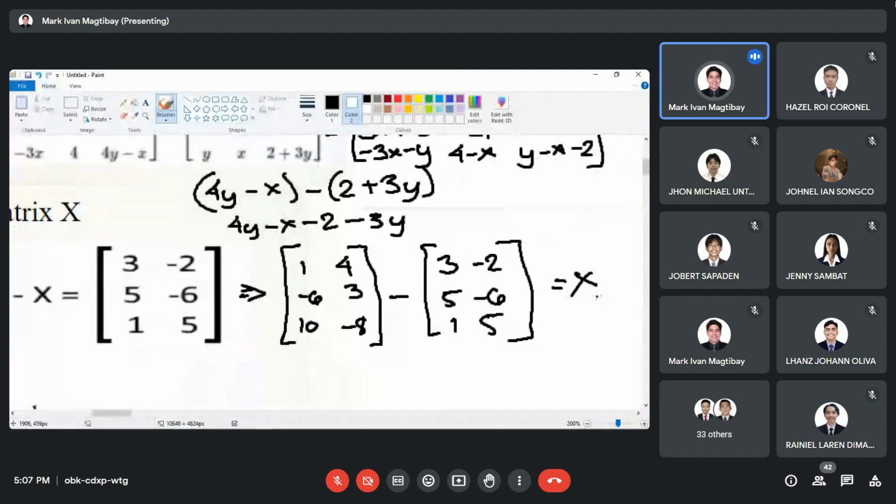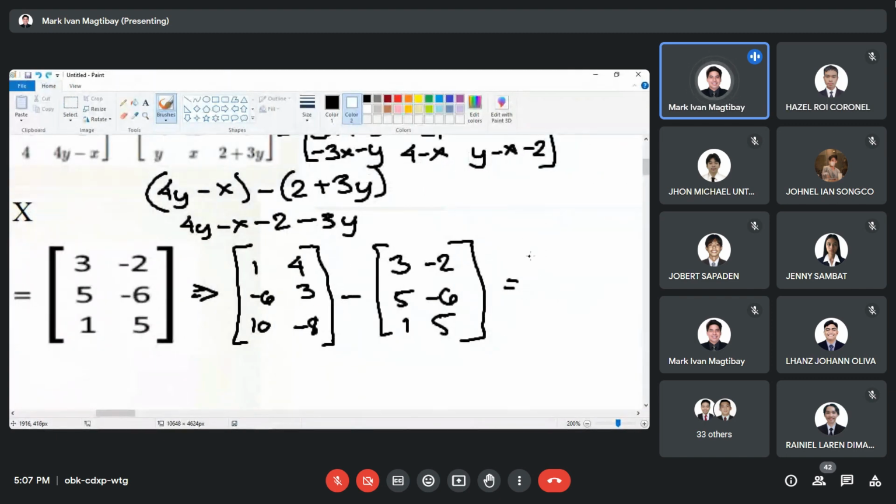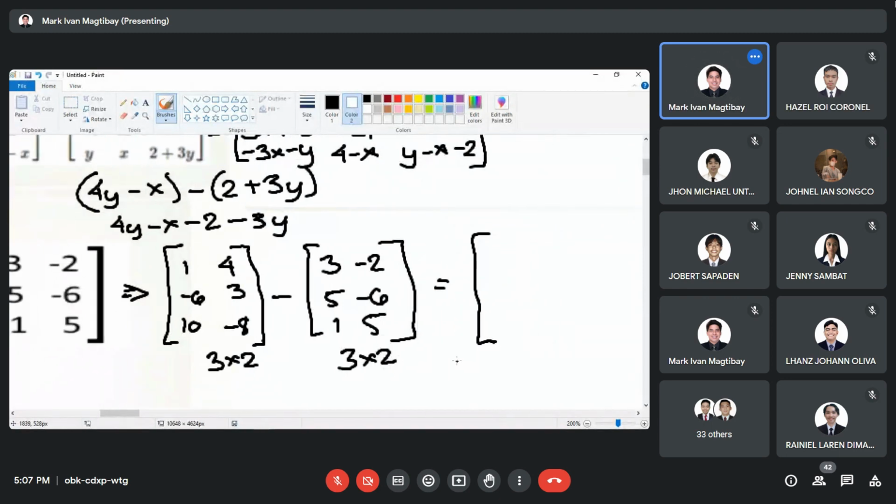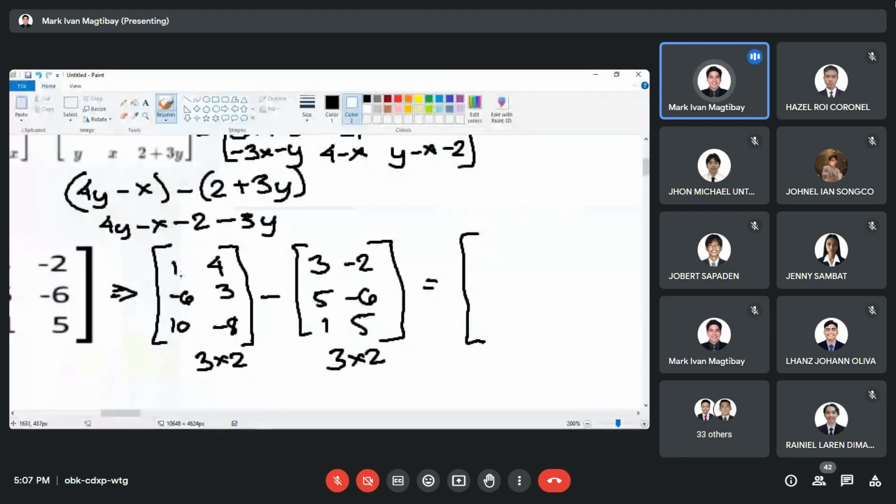Okay? So, what will be our answer? Since they are the same size, they are both 3 by 2, we can proceed with our operation po. Okay? So when we subtract, 1 minus 3 is -2. -6 minus 5 is -11. 10 minus 1 is 9. And then the second column, 4 minus -2 is 6.